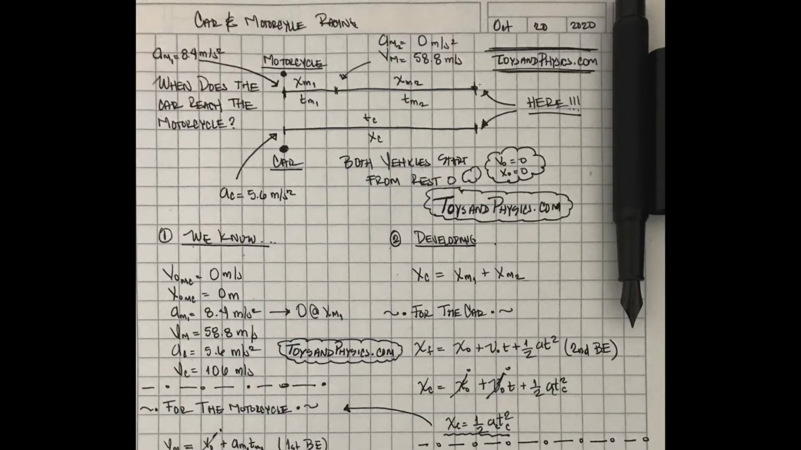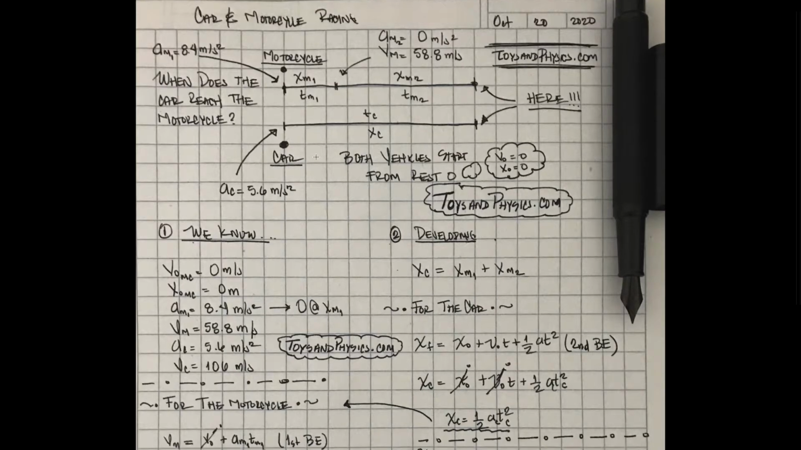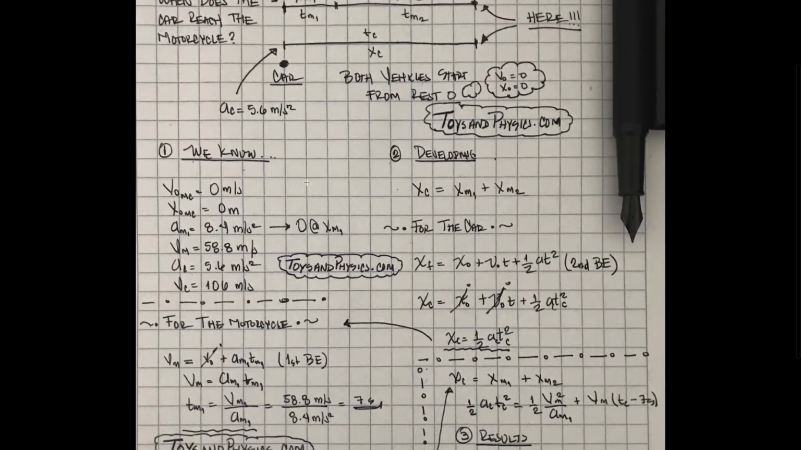Now, another interesting question would be, okay, when is it that both of them are here? And like I said, I just put the same conditions, the same numbers here, and from there we're going to start developing the math that will help us to solve this problem, right? So again, we have the car, we have the motorcycle. So let's get started with what we know.